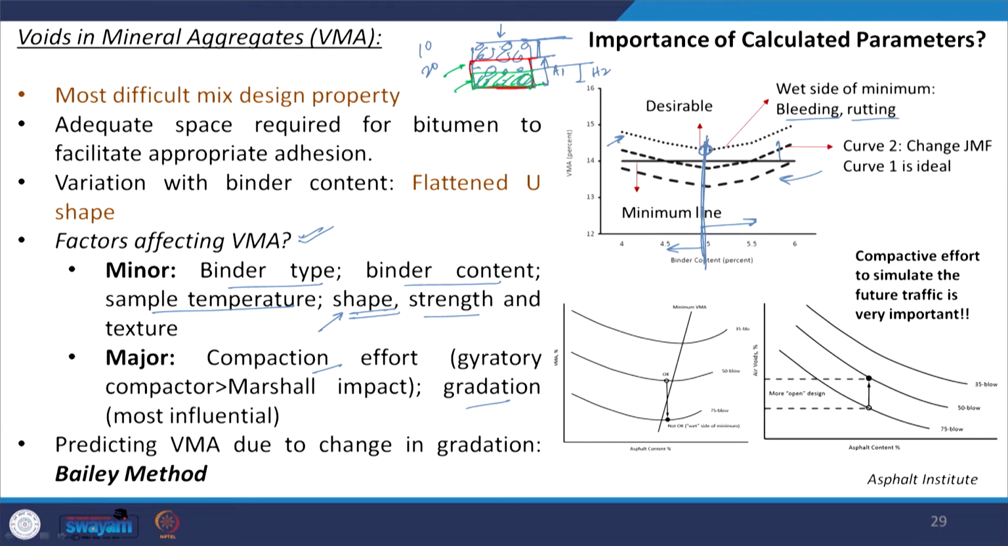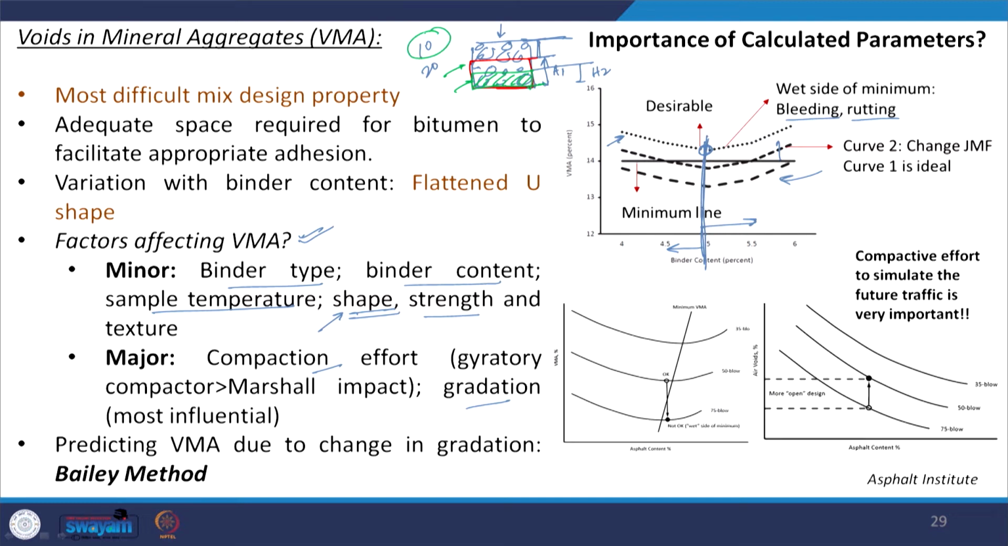compact the mixture should represent a mixture which we will get in the field after several years of traffic, that is, after final densification. And therefore, the compactive effort which we give in the lab should replicate the density due to the predicted traffic in the field. It may happen that you have a traffic which corresponds to only 10 number of blows.